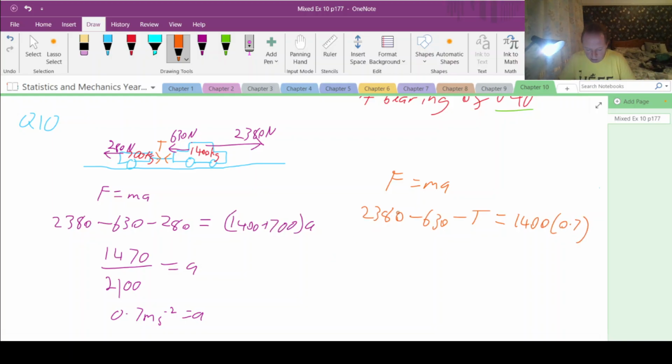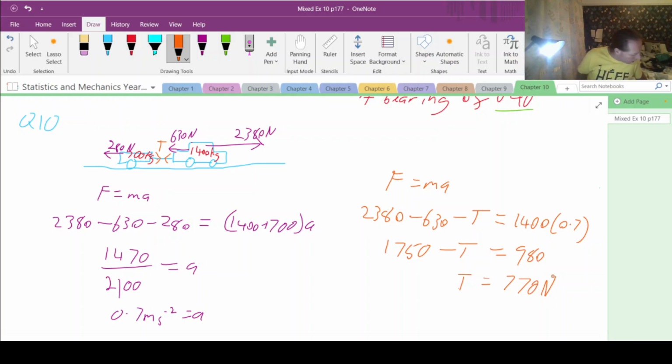Okay, and so when we start putting that in, 2,380 take away 630 is 1,750. 1,750 take away T is equal to, what's 0.7 of that? 980. So 1,750 take away 980 is 770. So the tension, when you rearrange that, is 770 newtons.